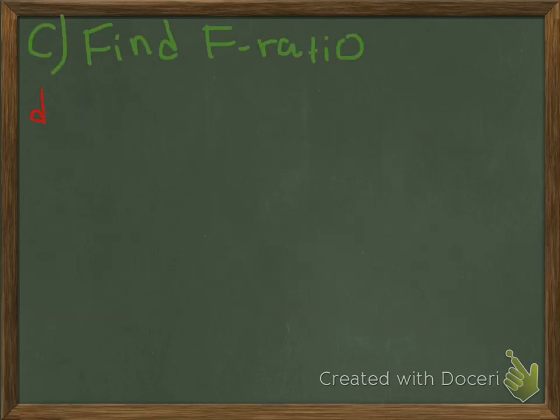Letter C. You need to find your F ratio. And then you find your degrees of freedom. So your degrees of freedom of total is 23. Your degrees of freedom between is 2. Your degrees of freedom within is 21. And you use degrees of freedom between and within to find your critical value, which was 3.47.